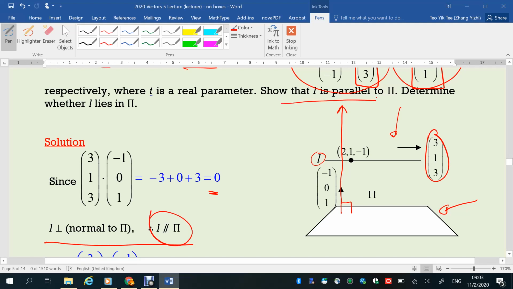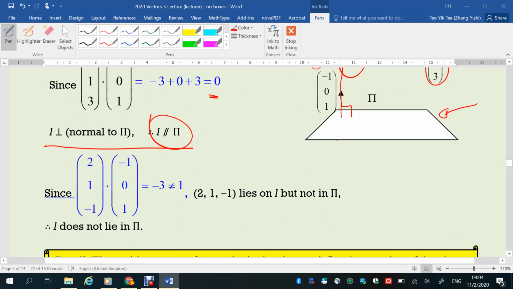Next job is you need to determine now, the line is parallel to the plane, but is the line actually on the plane itself? So how do I check? Do I have a point from the line? 2, 1, minus 1 is lying on the line. If 2, 1, minus 1 also lies on the plane, then the entire line will lie on the plane. So that's the test that I run.